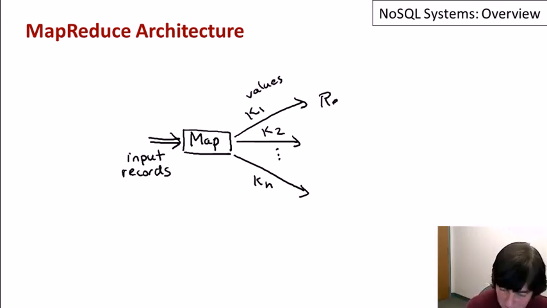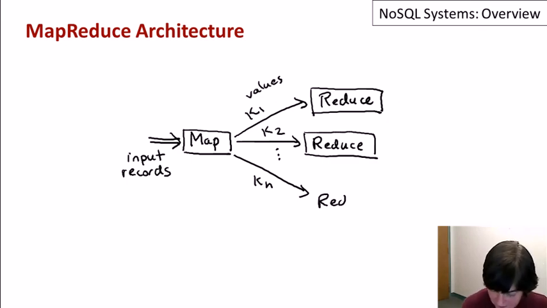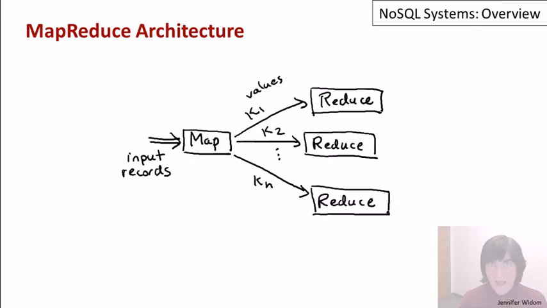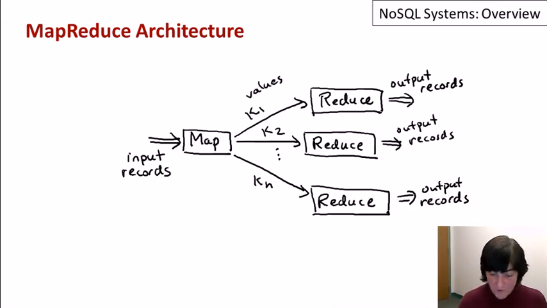So we'll send each batch of records for a given key into our reduce function. So let me just draw a few reduce boxes here. There's one for each set of records for a given key. And then, as we mentioned before, the reduce function produces output records. At the highest level, that's it.